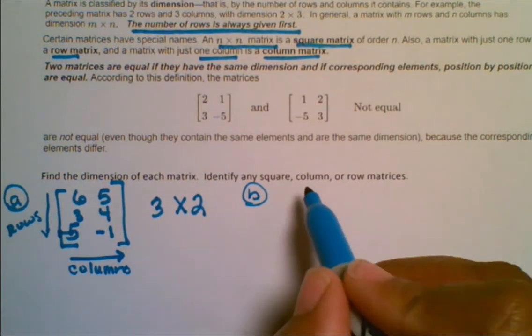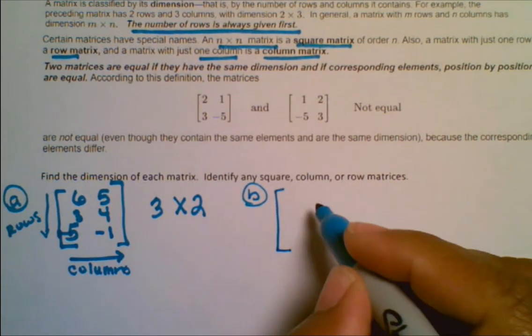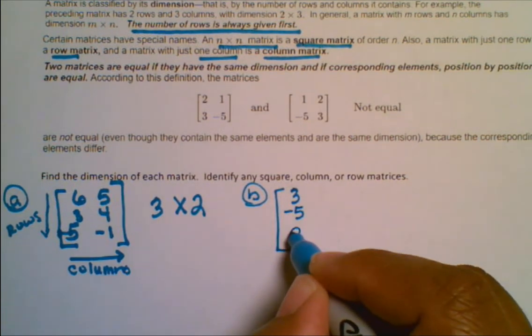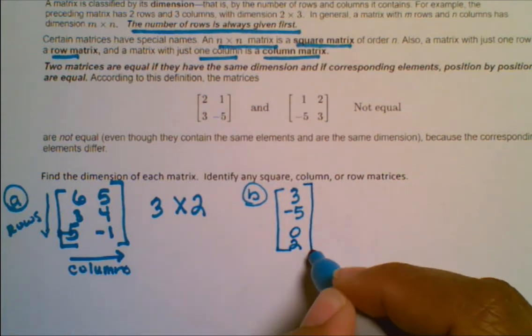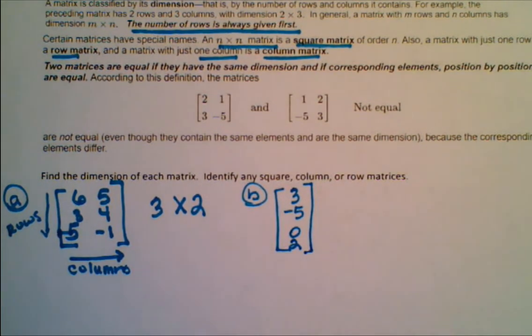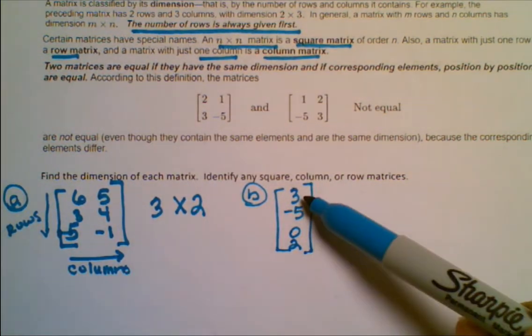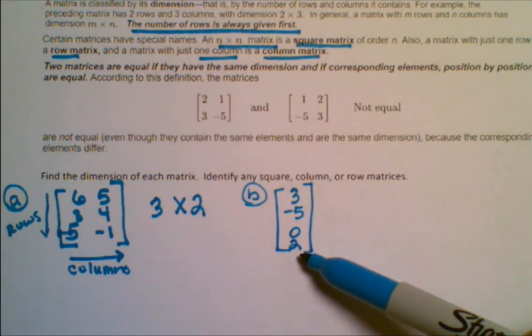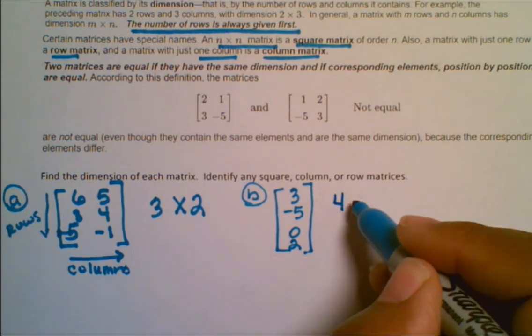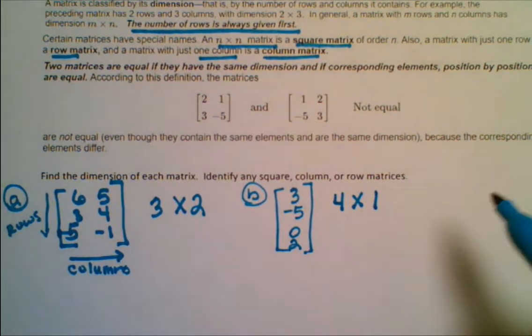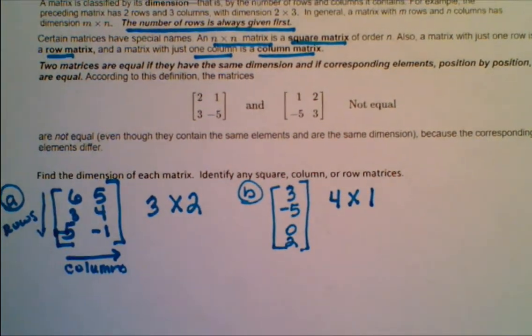Next example, we have here 3, -5, 0, 2. How many rows do you see here? 1, 2, 3, 4. And then our column, we only have 1. So this is a 4 by 1, and we would call this a column matrix.